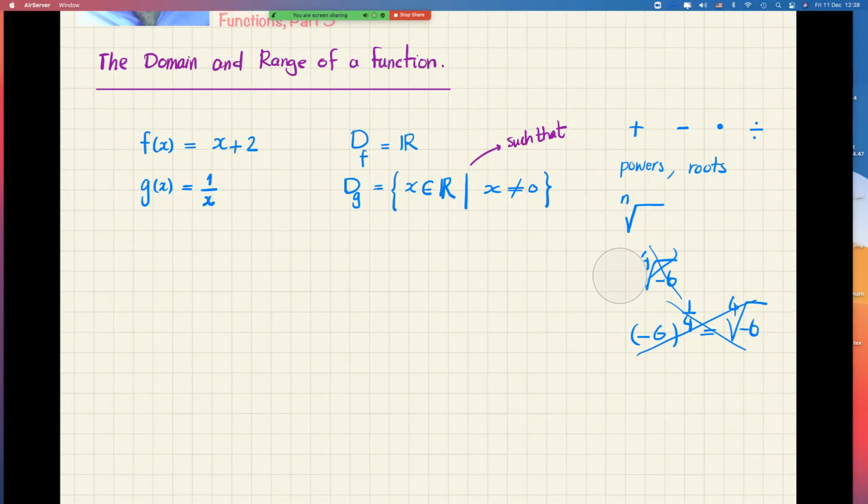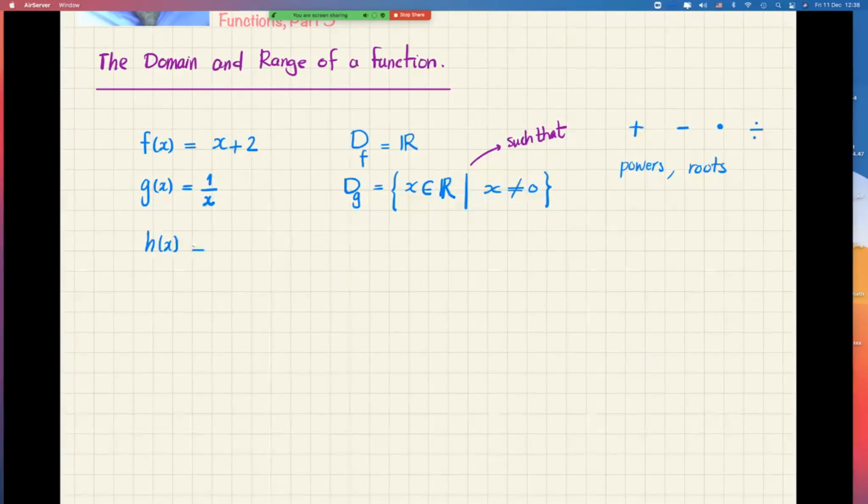So let me clean this. We don't need any more here. I can give you another function, h of x, and let me write it as (5x minus 2) divided by (3x plus 2). I'm asking you, what is the domain of this function?